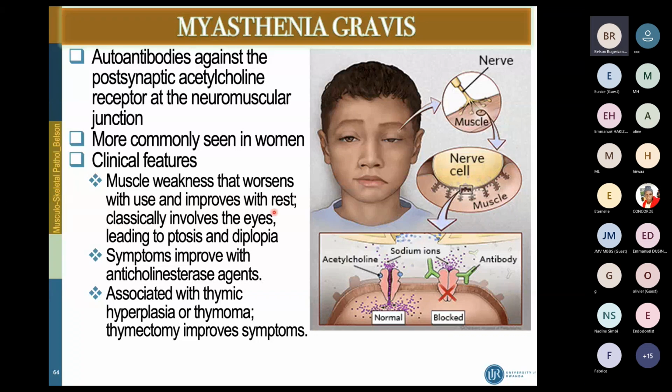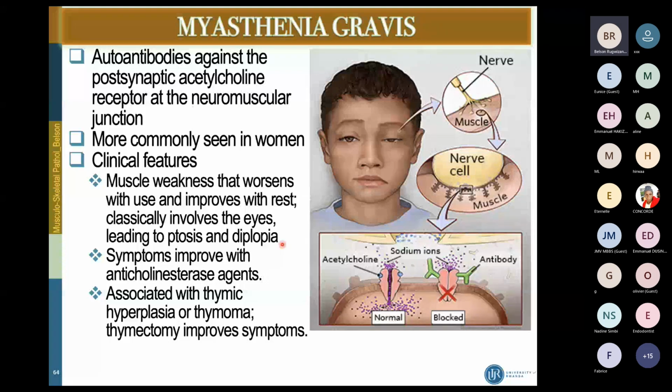It classically involves the eyes, leading to ptosis and diplopia. Diplopia is when a person looks at one thing and sees two. Symptoms improve with an anticholinesterase agent. These are drugs you give, so for those who are asked about treatment, you understand what treatment you should give if you diagnose this myasthenia gravis.